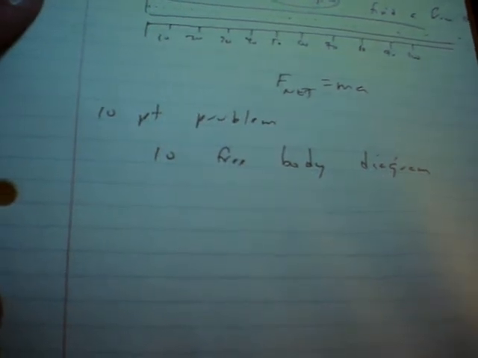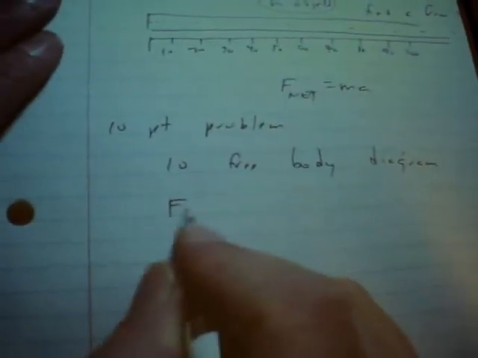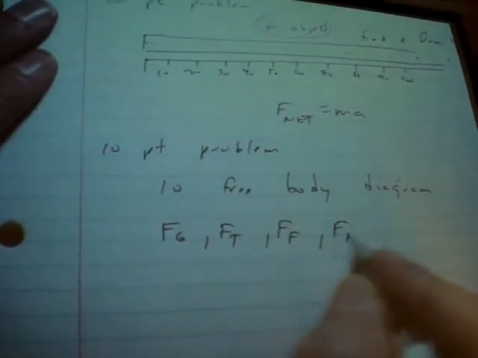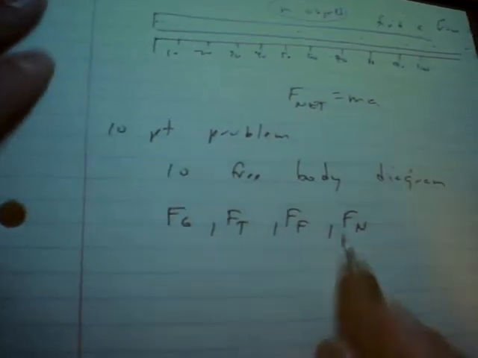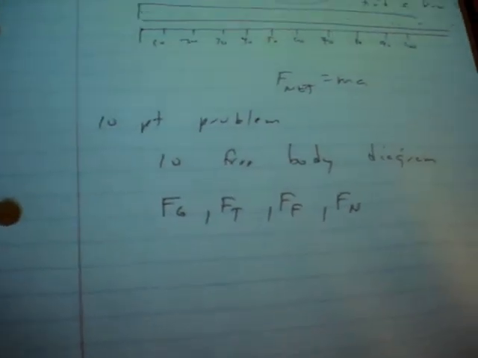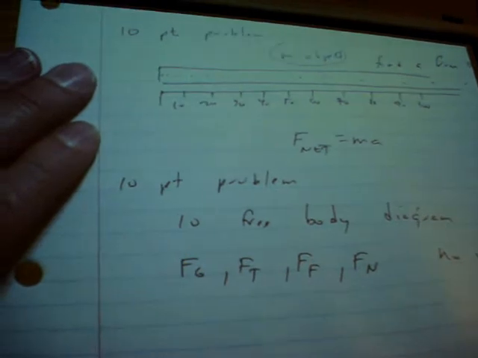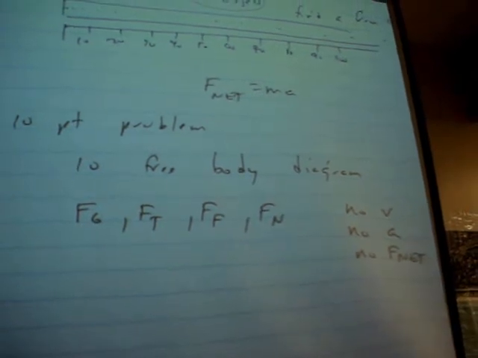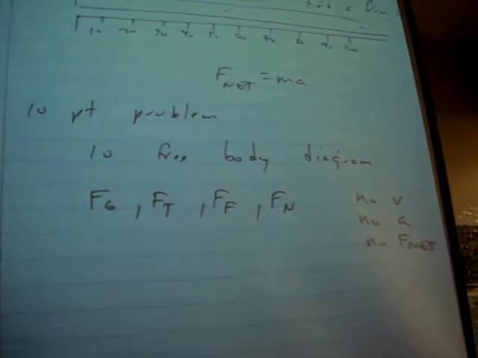What are the forces you put on free body diagrams? What are the only 4 we're dealing with? Gravity, tension, friction, normal. That's it. There should never be anything other than those 4 arrows on any diagram. No velocity, no acceleration, no F net, no anything except those.